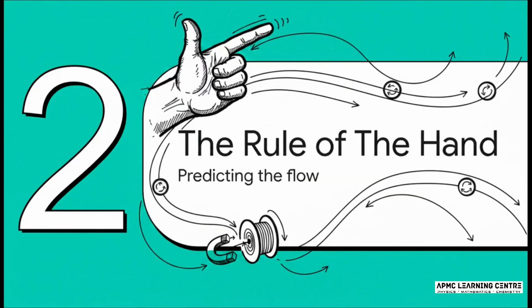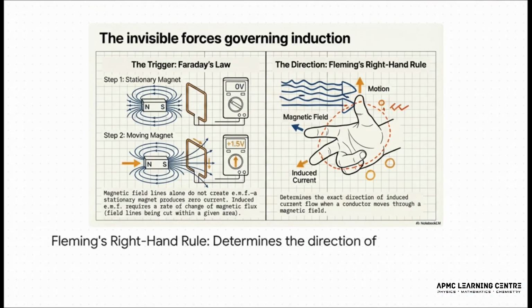Okay, so now we know that cutting these magnetic field lines creates a current. But which way does that current actually flow? Well, physics has given us this incredibly handy, pun intended, tool to figure that out. This is Fleming's right-hand rule. It's basically a physical cheat sheet that perfectly connects the three key forces at play here. You've got the direction of the magnetic field, the motion of the wire itself, and the direction of the current that gets created because of it all.